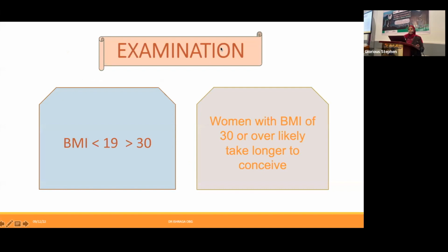Coming to the examination, BMI is the most important: less than 19 is underweight, or more than 30. Women with a BMI of 30 or over are likely to take longer to conceive.